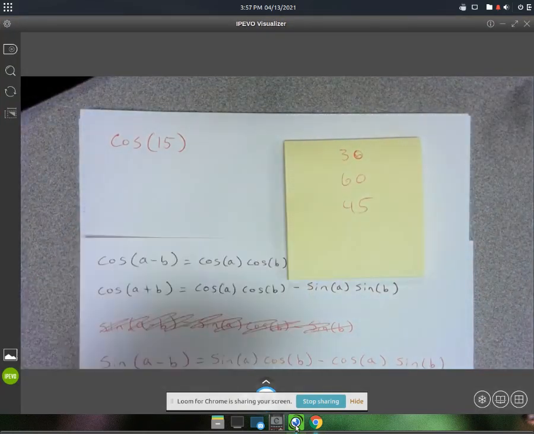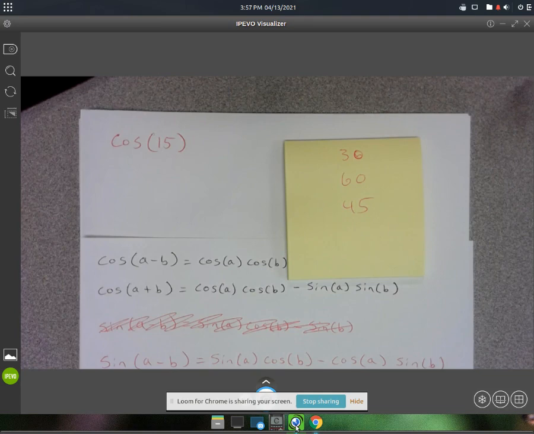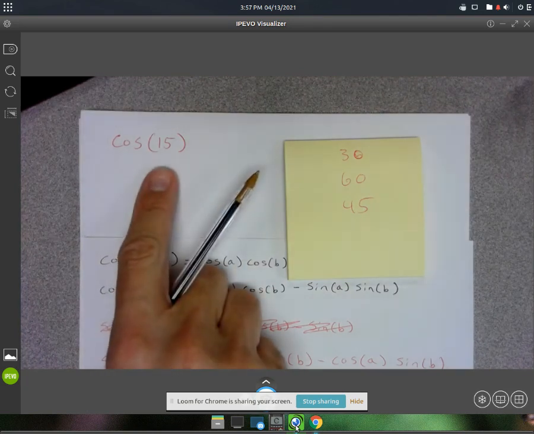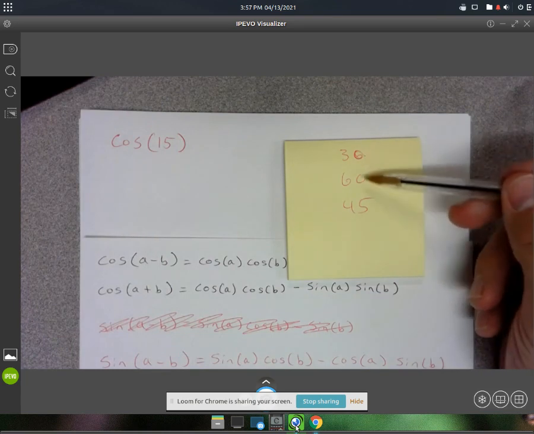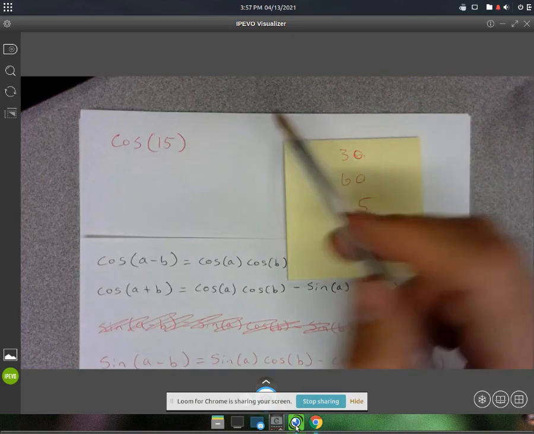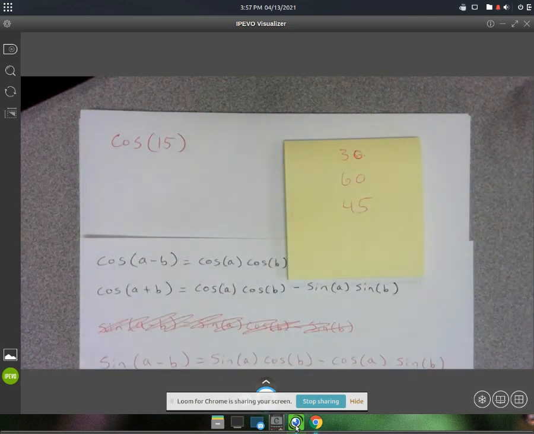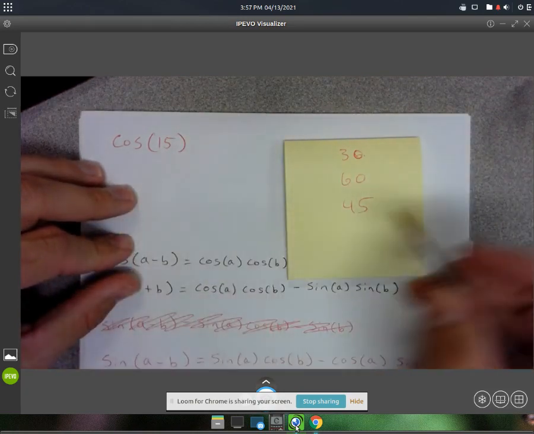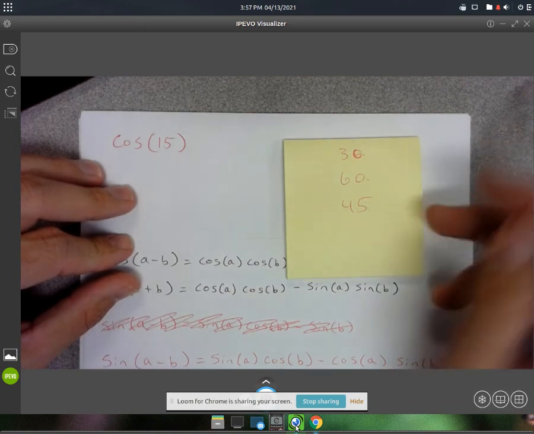All right, so I'm going to give you an example for how you would apply the cosine or sine sum difference formula here. So we're going to find cosine of 15 degrees. The first thing you want to do is find either a sum or difference of some values from the unit circle that you already know that will give you 15. So to get 15, I could do 60 minus 45.